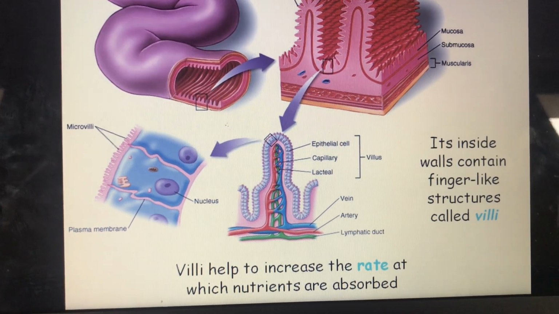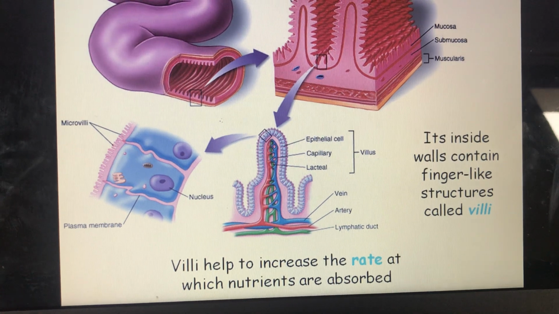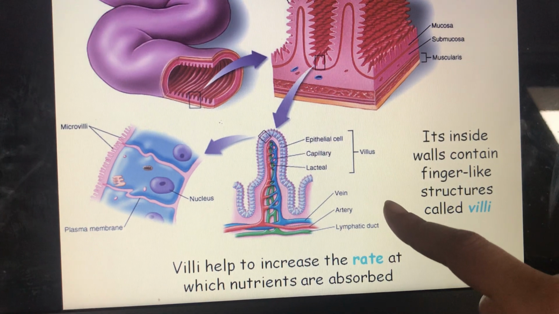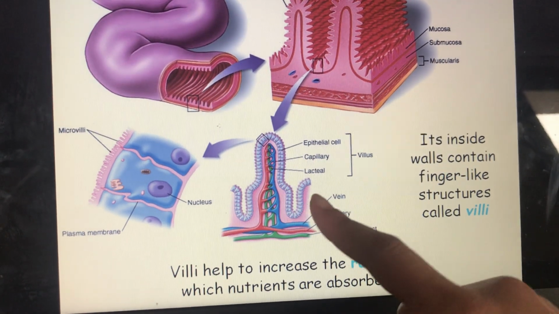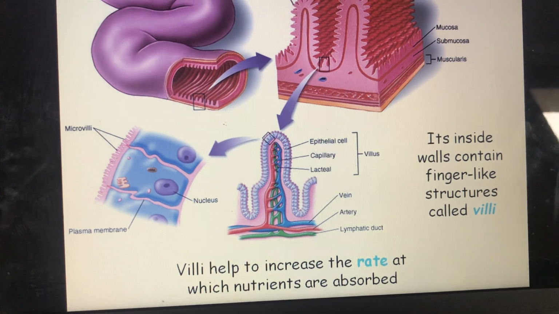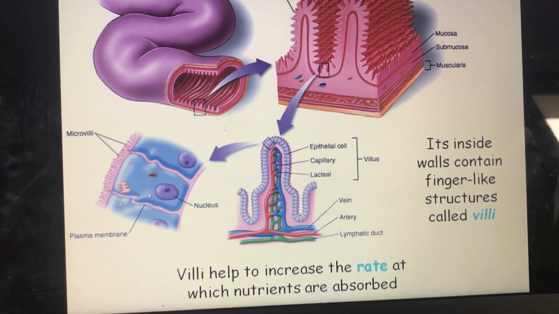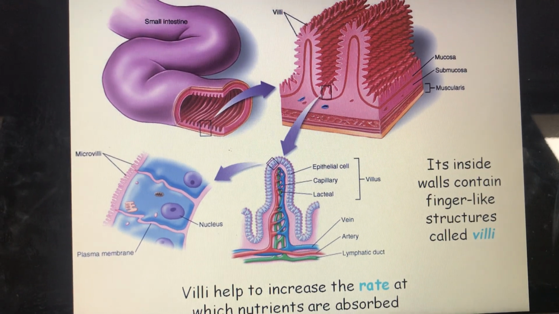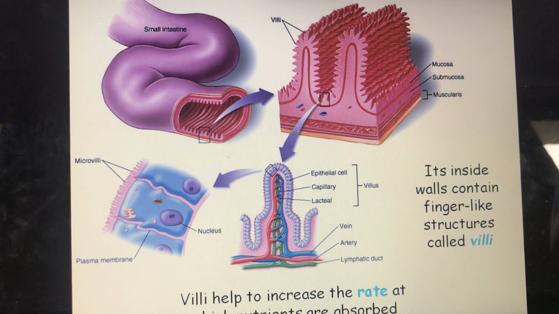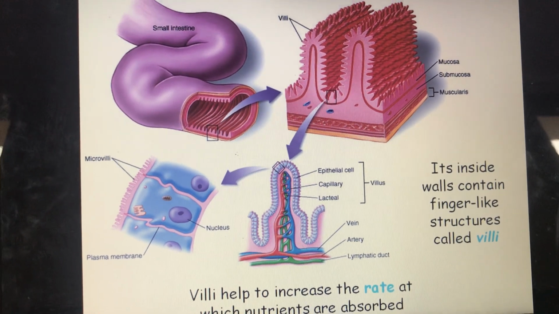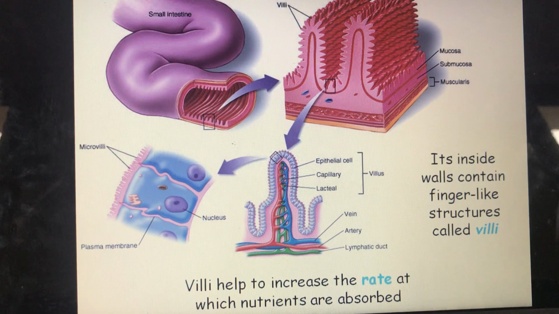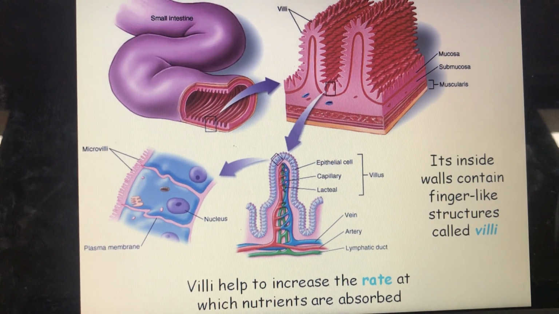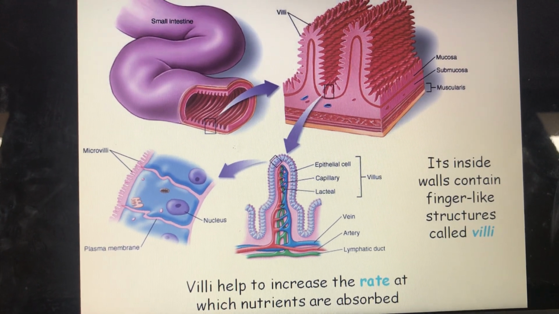So, what is the importance of the presence of blood capillaries in the villi? Actually, the big amount of blood vessels in the villi will increase the rate of nutrients absorption. Because I have millions of villi, I can say that the surface area of the small intestine is very big. That's why I will have a higher rate of nutrients absorption. And because I also have a lot of blood vessels in the villi, I will increase in that way the rate of nutrients absorption.